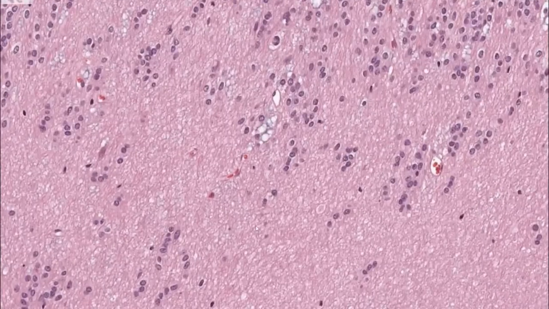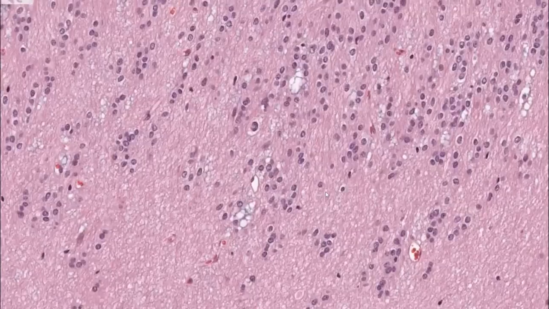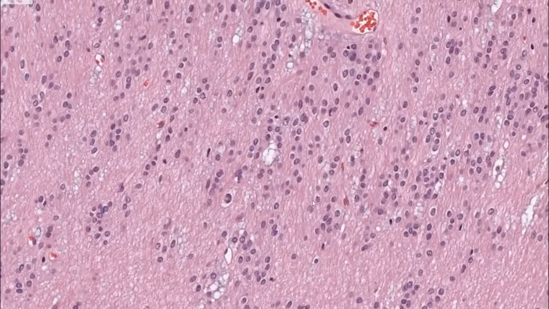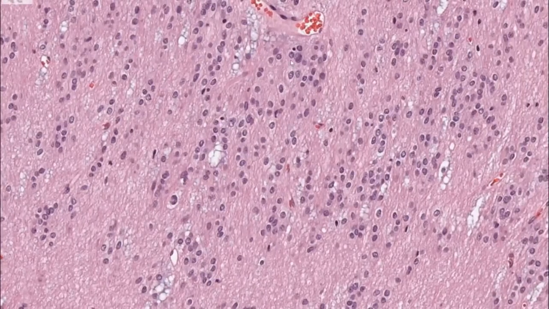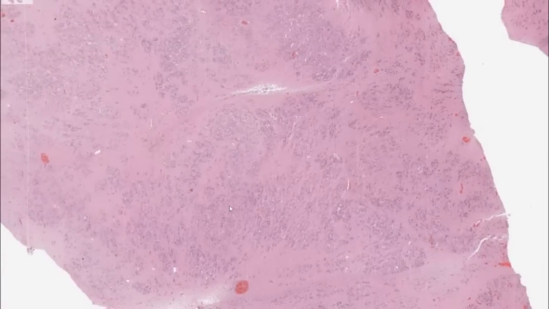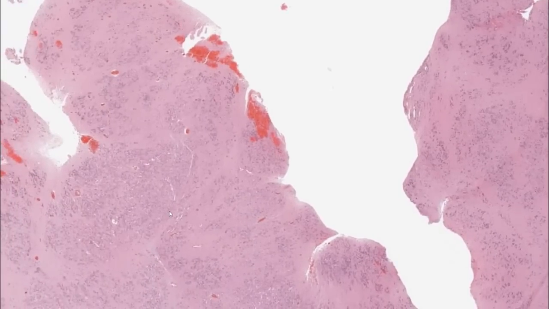If you go to high power, the cells are round to oval, so you can see how you can get misled by the high power. Just looking at it, it could look like any other glioma. You can even start thinking about things like oligodendroglioma, pilocytic astrocytoma, etc. The key here is the low power. It gives you the architecture, which is very distinctive: these clusters with a lot of spaces. You can pick this up in frozen section.